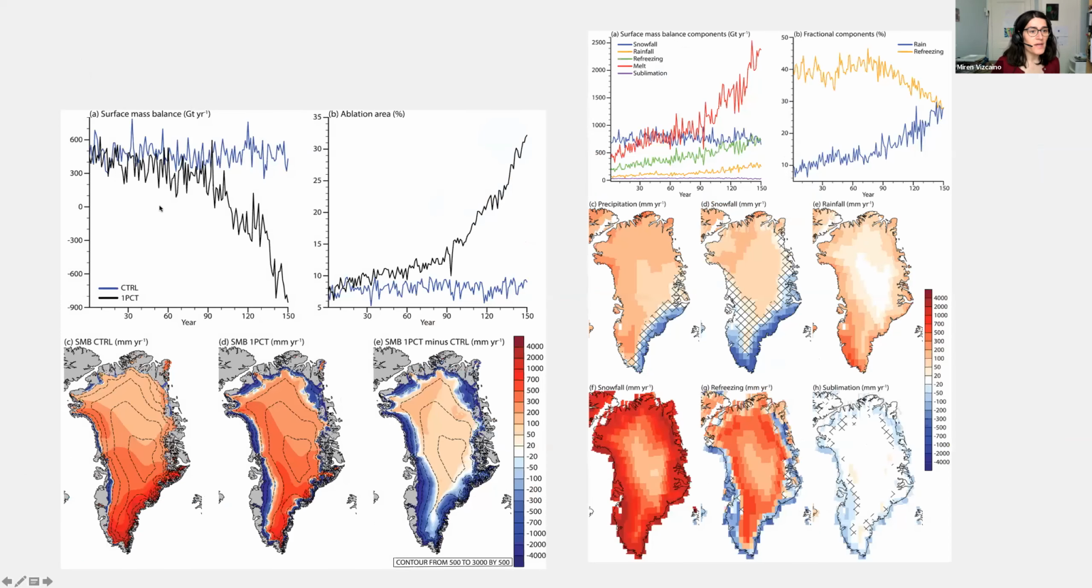This is how the SMB is in the control and how it is in this simulation of 150 years. I remind you that the CO2 is fixed here at 4 times CO2 at year 140. So a strong decline. We are crossing the 0 for the SMB, and the ablation area is expanding very much. So this is how the SMB looks like by the end of the simulation.